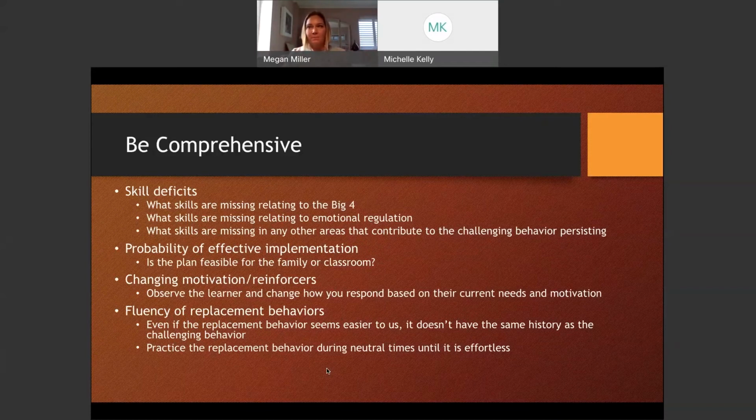There's no pause point where a new chain could even happen because it's so quick that they engage in that challenging behavior. So we need to make sure we're practicing the replacement behavior during neutral times until it is effortless, just as effortless as whatever response they're currently engaging in.